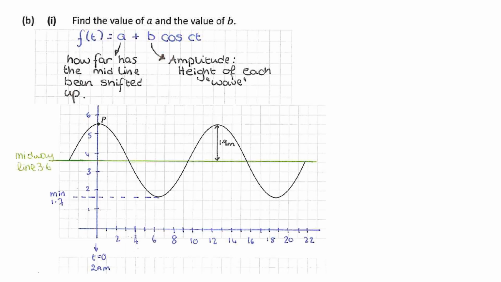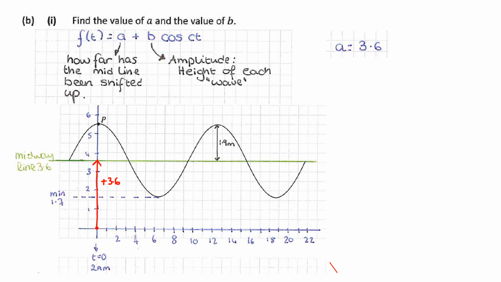So here's my graph again. I'll go through the letters and see if we can figure this out. A, how far is the midline being shifted up? Well, it should be the x-axis, which is here, and we're shifting it up like this. So I have added 3.6 to move it up. That gives me my value for A. A equals 3.6.